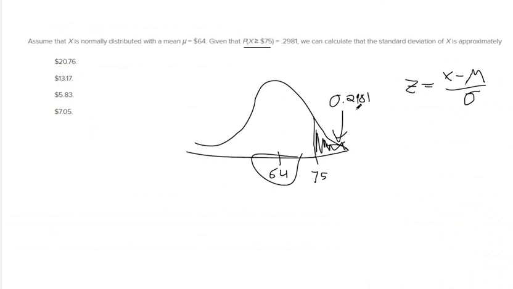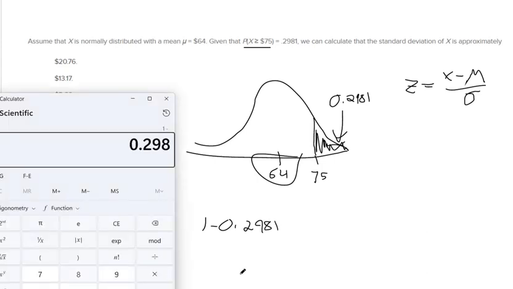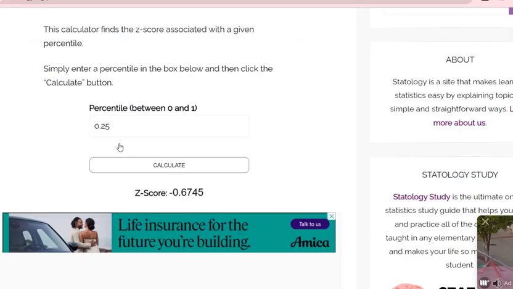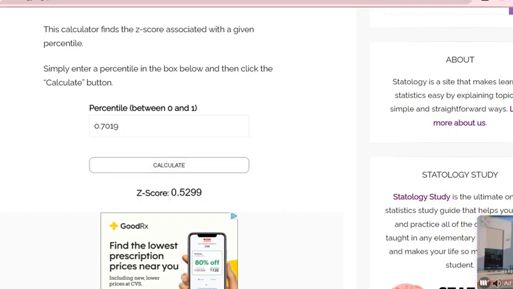So our percentage, now if you type in 0.2981, the convention in the back of a book or in z-score calculators is always to tell you area to the left. So we want 0.2981 to be to the right. I'm going to take 100% and subtract 0.2981 from it. Probably could do that in my head if I thought about it, but my thinking cap's not on today. Okay, so that's what we want to plug in here. And so that's the z-score that corresponds to that percentile.